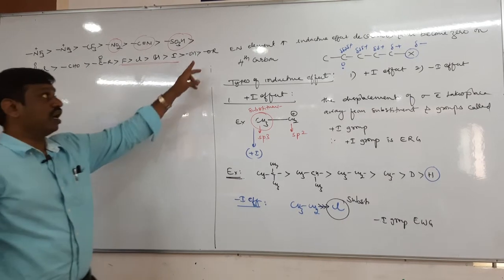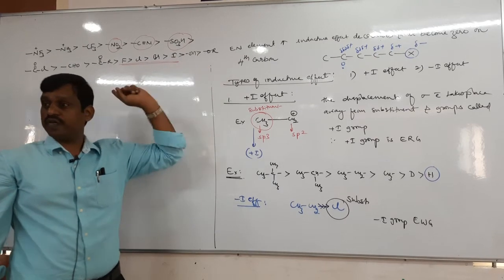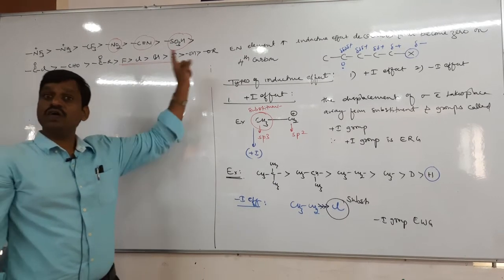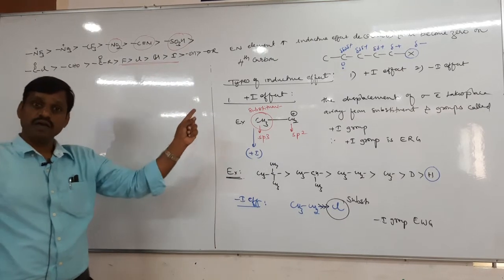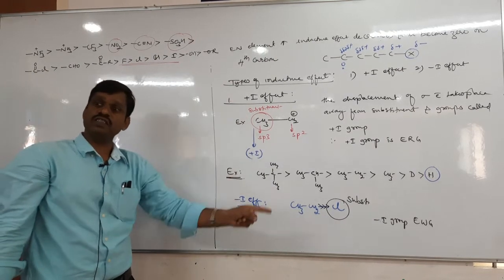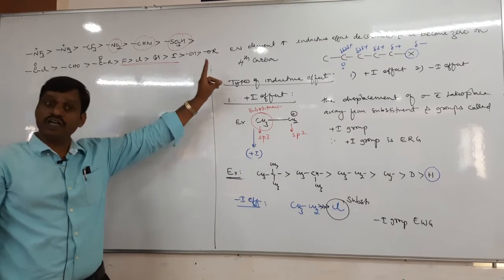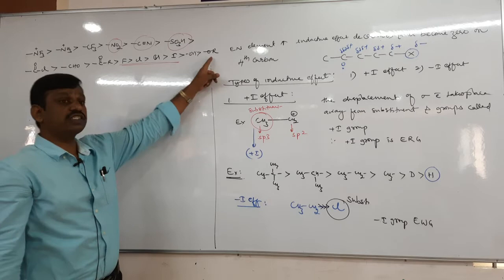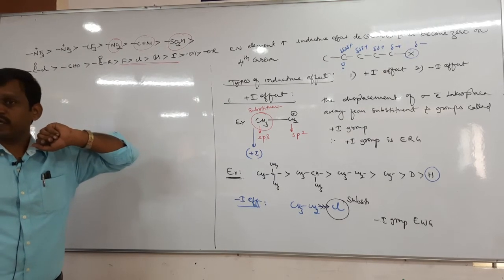Which of the following has the least minus I effect? Do you remember? Alkoxy. When an alkoxy group is present on a benzene ring, it acts as a plus M, it is electron releasing. Its minus I effect is very small compared to its plus M, so the plus M effect dominates. That is why we have written that its minus I effect is the least.